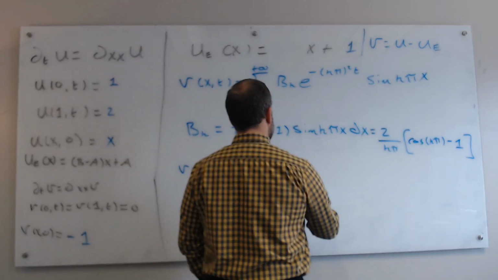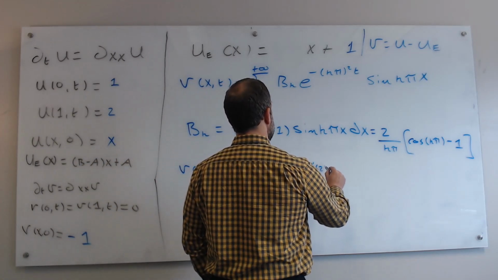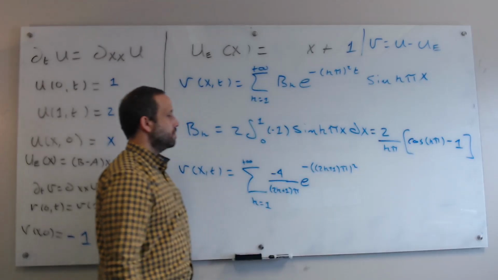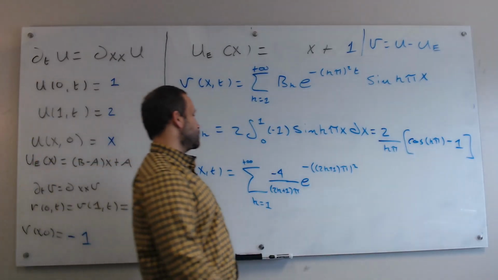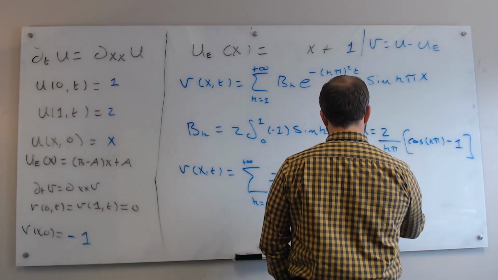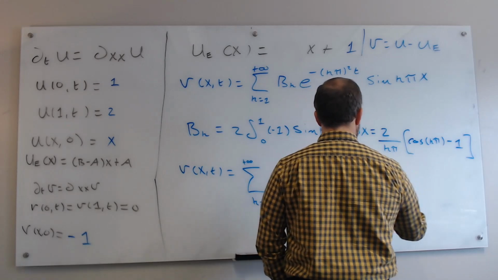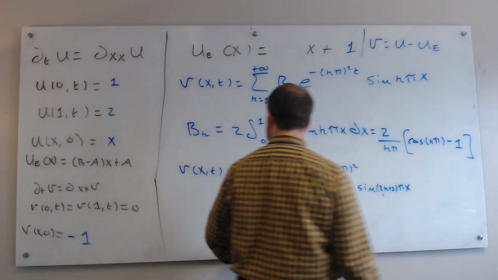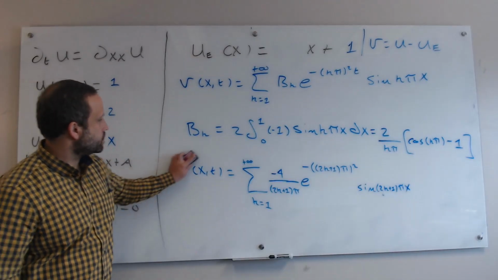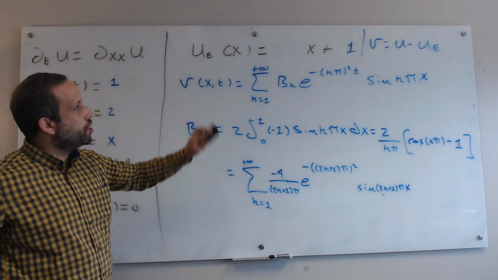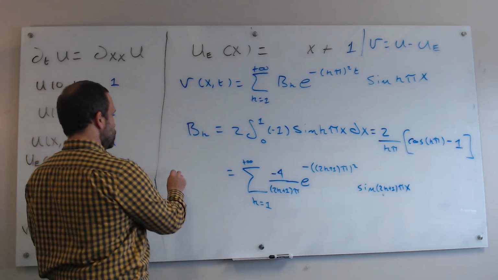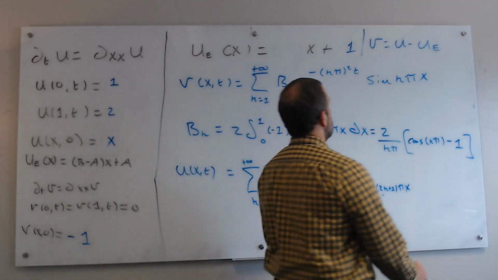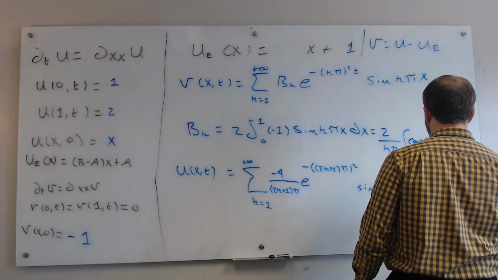Then you're going to have e to the minus (2k plus 1) pi squared t, and then times sine of (2k plus 1) pi x. Now this is v of x,t. But if I look at my expression up there, u of x,t is just equal to v plus u_e. So u of x,t is just equal to this plus x plus 1.